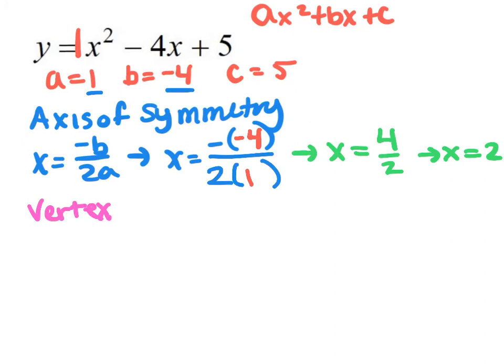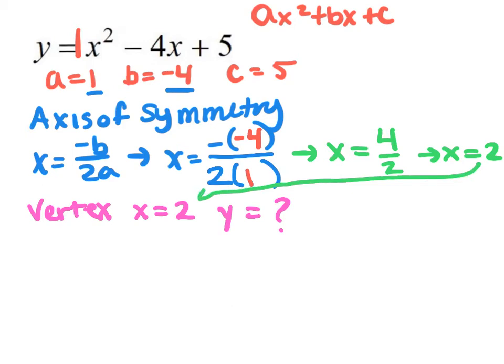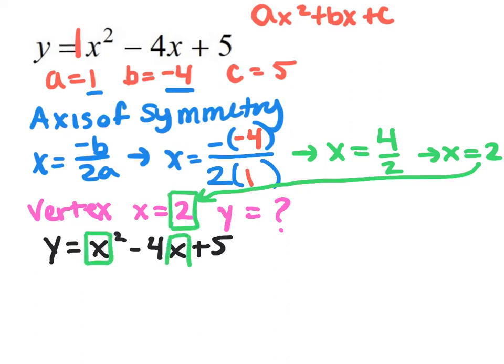Now, for the y-coordinate of the vertex, we know now that x equals 2, and we have to figure out what y equals, because again, the x-coordinate of the vertex is the x-coordinate of the axis of symmetry. So in order to do this, if I rewrite my whole equation, we have y equals x squared minus 4x plus 5. So what you have to do is substitute this value of 2 in for x in every part of the equation.